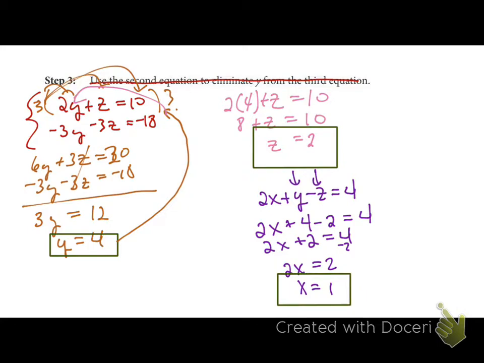So let's write it as a finished ordered triple. X was 1, z was 2. Well, we don't want that, we want y. Y is 4, and z is 2, and this is your ordered triple.